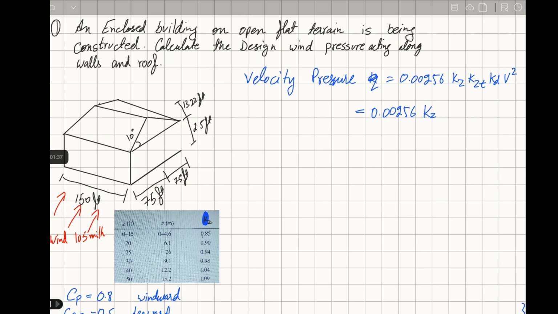So we're going to keep it as it is because it's variable. But we do know that our topographic factor will be 1 because this building is located on flat terrain. So that means it's always going to be 1. And similarly, our wind directionality factor will be 1 because we are assuming that only wind is acting on this structure and nothing else. And we know that our velocity for wind is 105 miles per hour, squared. And simplifying this, we get 28.22 times our velocity pressure exposure coefficient.